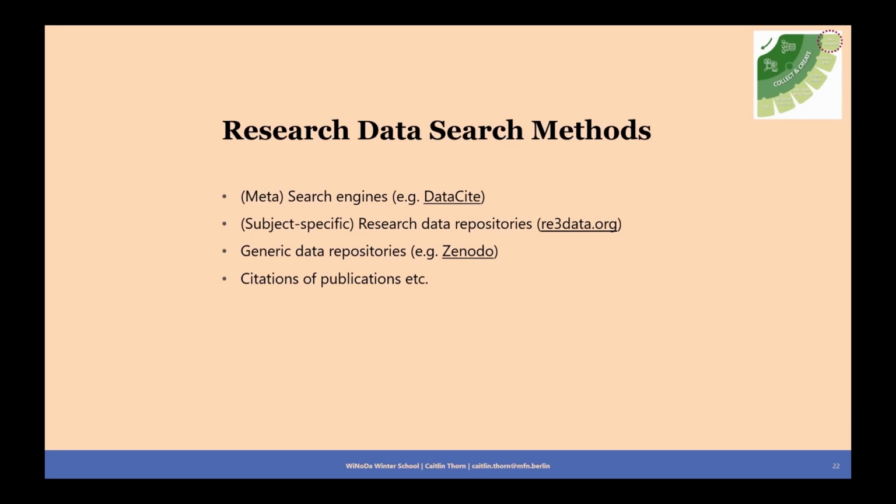Another way to look for relevant data is to go through citations of publications on similar topics to what you're looking for. People should cite their research data there. Maybe it's data that can be reused for something you're doing too, depending on the licensing. So that's how we can find data for our projects.